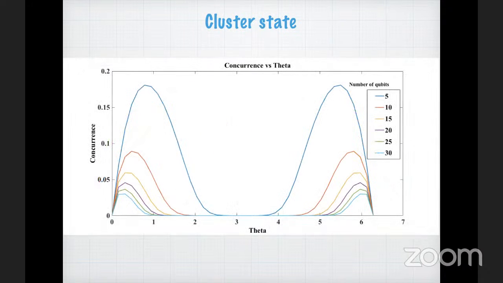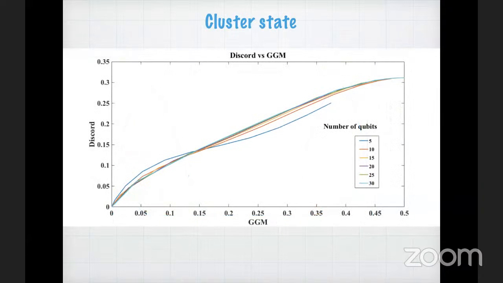And concurrence does a slightly different thing. We see that as we increase the number of qubits, for most values of theta the concurrence is very small. Only towards 0 and 2 pi, when there is no global entanglement, do you get concurrence, showing that whenever there is global entanglement you have discord but not bipartite entanglement, as expected from monogamy of entanglement. And this is a plot of discord versus the generalized geometric measure for different numbers of qubits. And we see that again there is a pattern there.